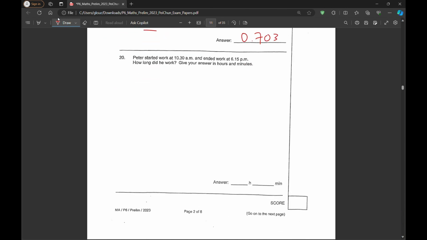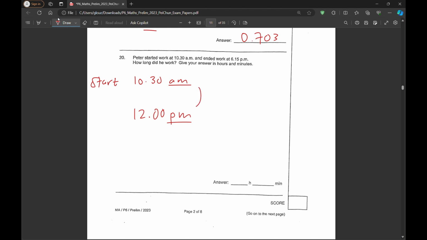Question 20. Peter started work at 10:30 AM and ended work at 6:15 PM. How long did he work? Give your answers in hours and minutes. So if we started work at 10:30 AM and ended work at 6:15 PM, we will first have to reach 12 PM to make our lives easier, because there's a difference in AM and PM over here.